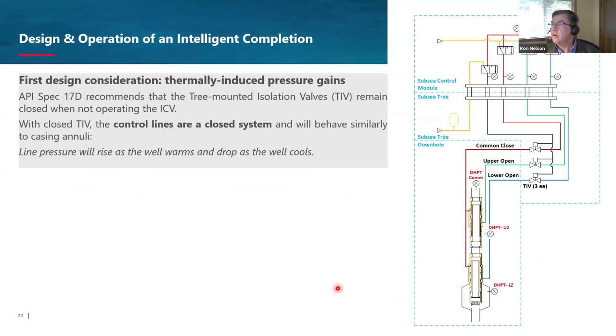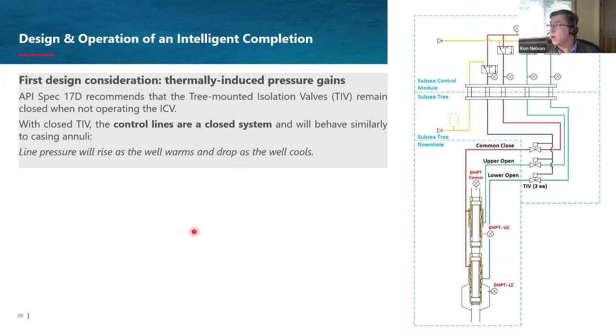I'm going to change gears here and go into a few operational learnings and just kind of a few things you want to consider as you develop your system. This drawing here, you're going to see it a few times, but this is like the complete system. I've got the downhole completion here. I've got the tree in this area over here with some isolation valves around the tree, then the subsea control pod with the shuttle valves. The first thing I want to talk about here is thermally induced pressure gains in the lines.